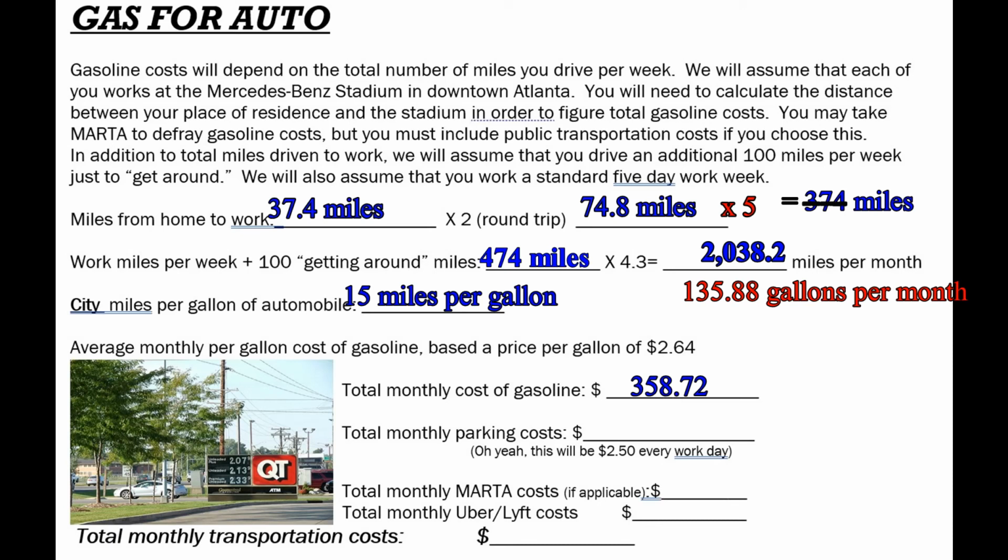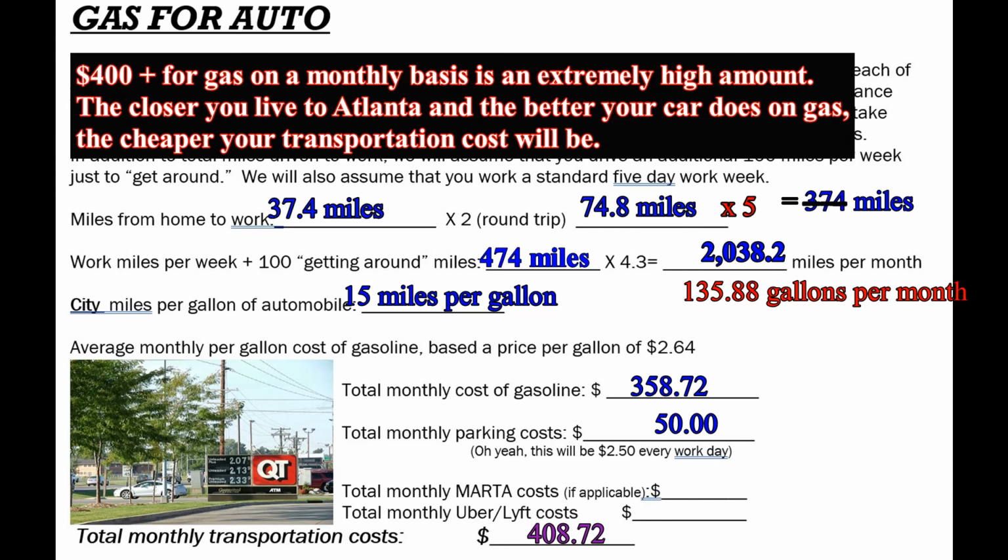Now, you have to adjust for parking. If you recall, during class, I gave you the amount that it's going to cost you per month to park. That number is $50 per month. So I'm going to add $50 to my number. And for my example, that is going to put me at a grand total of $408.72. Now that would be my transportation cost for the entire month.